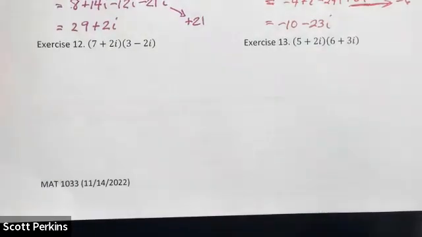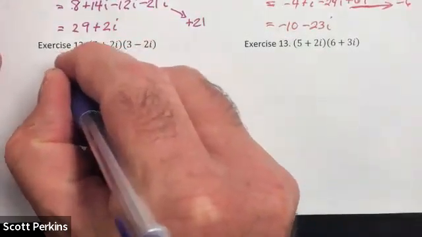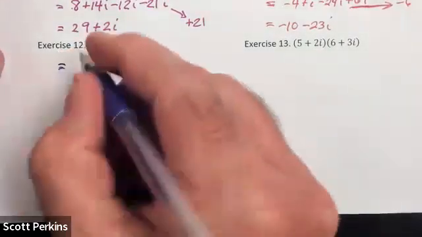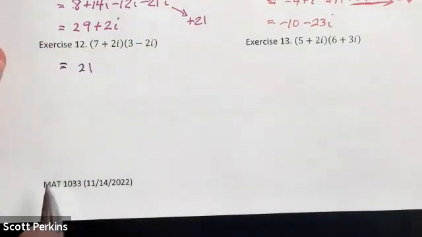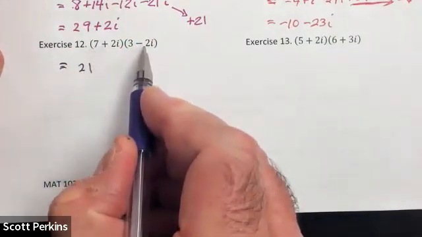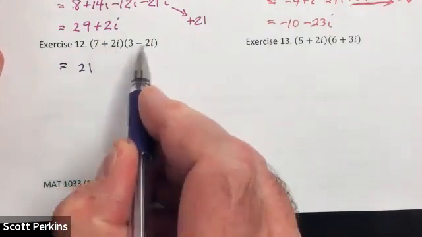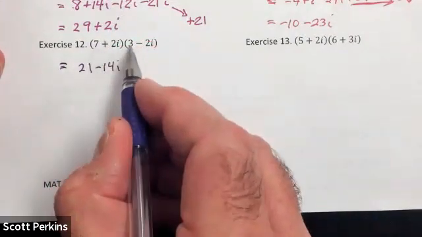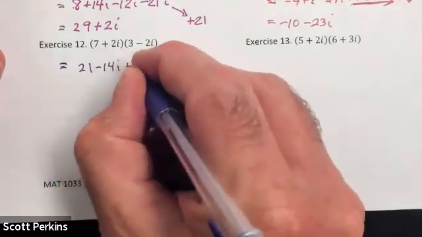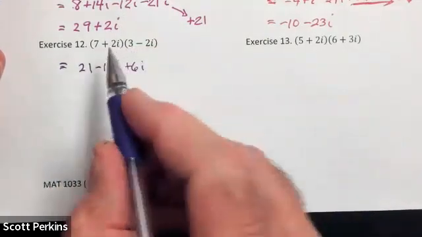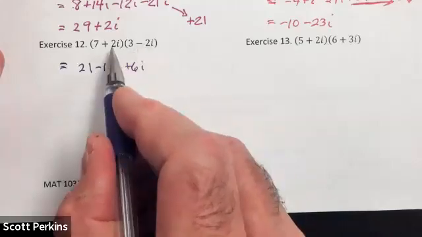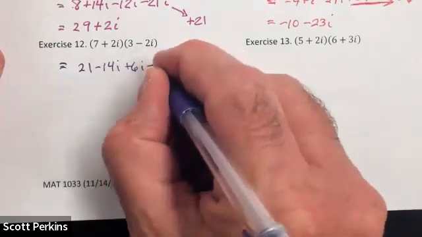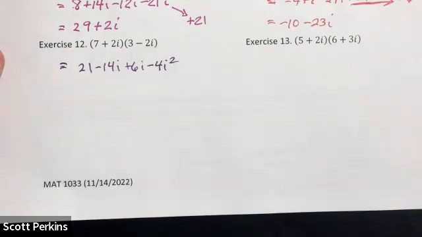All right, first, outers, inners, last. Here we go. My firsts on this one, 7 times 3, that's 21. My outers, 7 times negative 2i, a positive 7 times a negative 2 is negative 14i. My inners, 2i times 3, 2 times 3 is 6i. And then finally, my last, 2i times negative 2i, a positive times a negative is negative 4i squared.